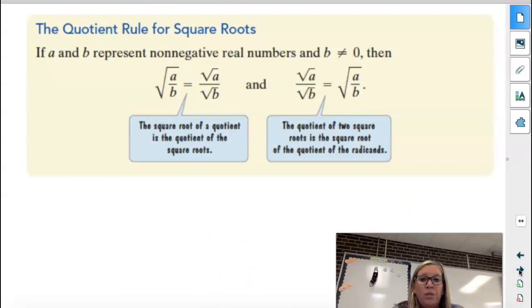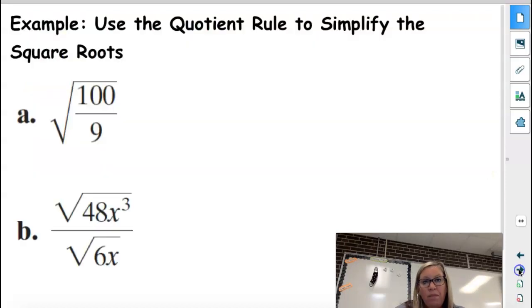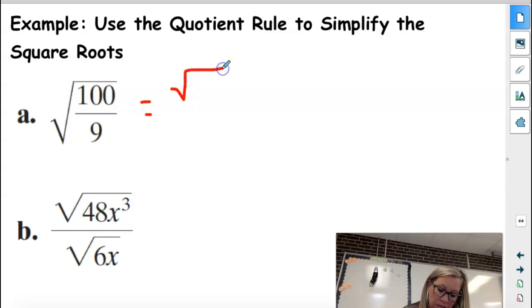All right, the next rule is called the quotient rule. You can take a radical and separate out by division, or you can take 2 separate radicals with division and combine them into one. So here's a couple examples. Example A, the square root of 100/9. We're going to go ahead and separate those as 2 separate radicals. So in the numerator is going to be the square root of 100. In the denominator is going to be the square root of 9.